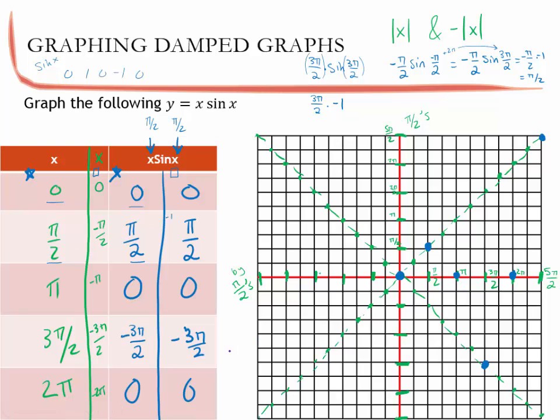Okay? And while we're at it, let's graph the other side. Okay? So when we have 0, we have 0. When we have pi over 2, or when we have negative pi over 2, so I'm graphing these now. Okay? Negative pi over 2, we have positive pi over 2. We have negative pi, we have 0. We have negative 3 pi over 2, we have negative 3 pi over 2. We have 2 pi, we have 0. And then back up to the top here at 5 pi over 2, negative 5 pi over 2, 5 pi over 2.